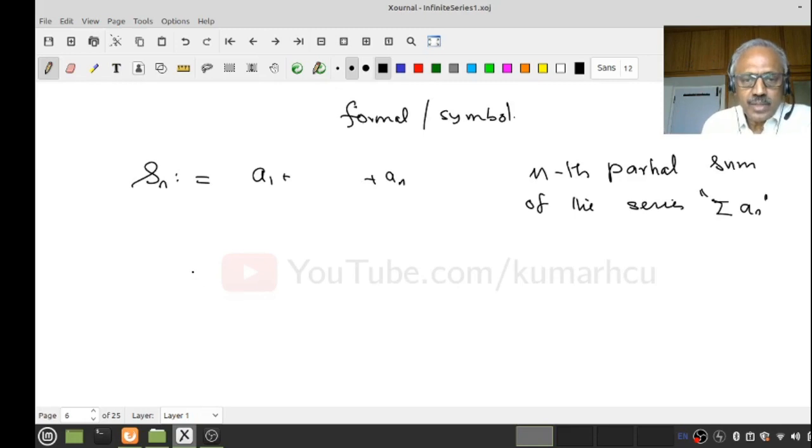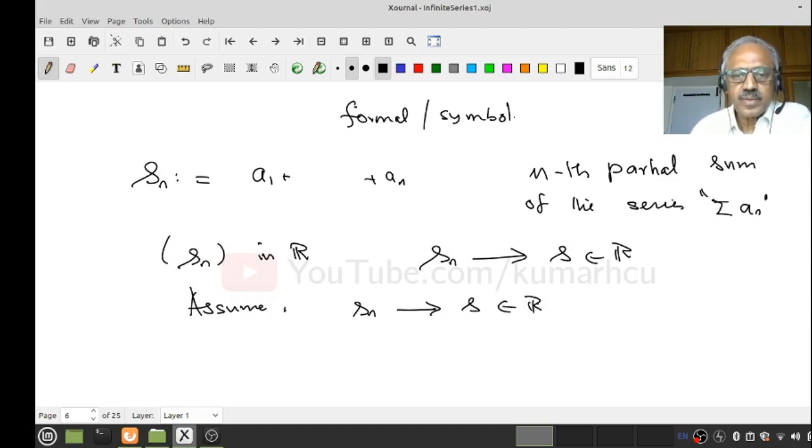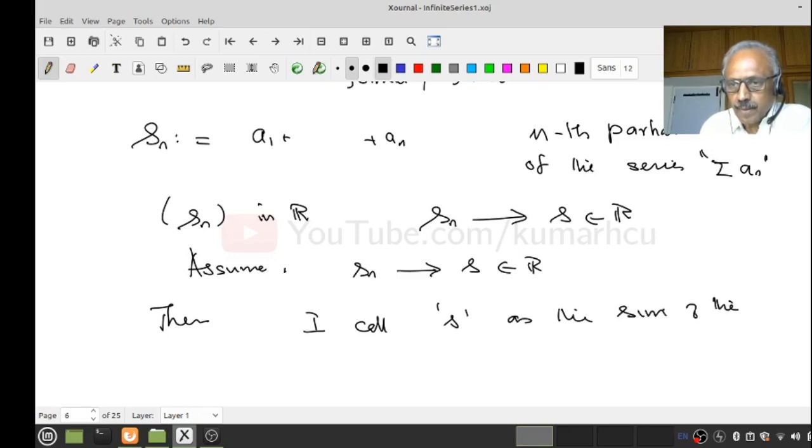Now suppose S_n is again a sequence in R, and since it is a finite sum, S_n is a real number. Suppose S_n converges to S, a real number. Then intuitively I summed up the infinite series a_n, that is a1 plus a2 plus a_n and so on, in a sequential, orderly fashion: a1 plus a2, a1 plus a2 plus a3, and kept on adding. In the limit I get something, so I want to declare it is a sum. Then I call S the sum of the infinite series.